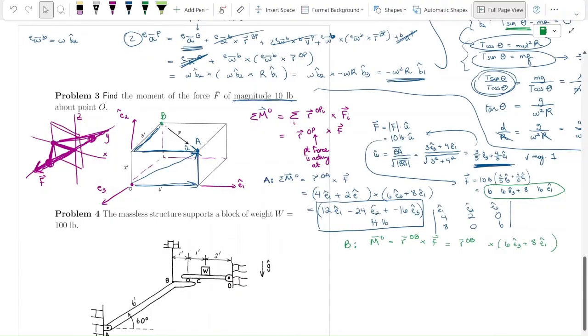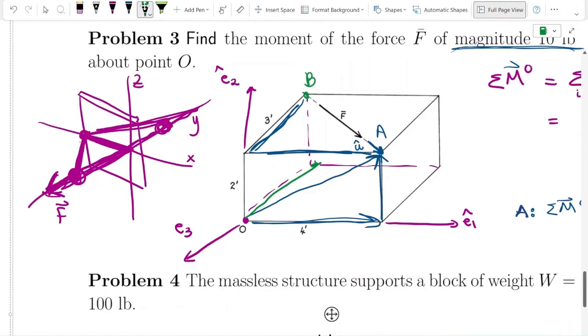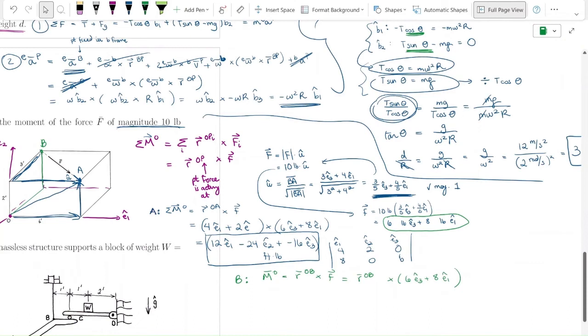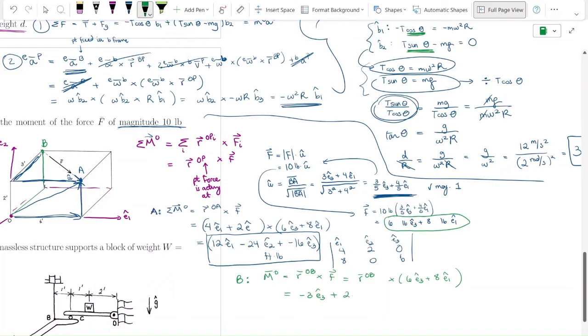Okay, so what is R_OB? Well, you go from O to here, and you go from there to there. So you go a distance 3 feet along the negative E3 hat direction, and then a distance 2 feet in the E2 hat direction. So we have negative 3 E3 hat plus 2 E2 hat, crossed with 6 E3 hat plus 8 E1 hat.